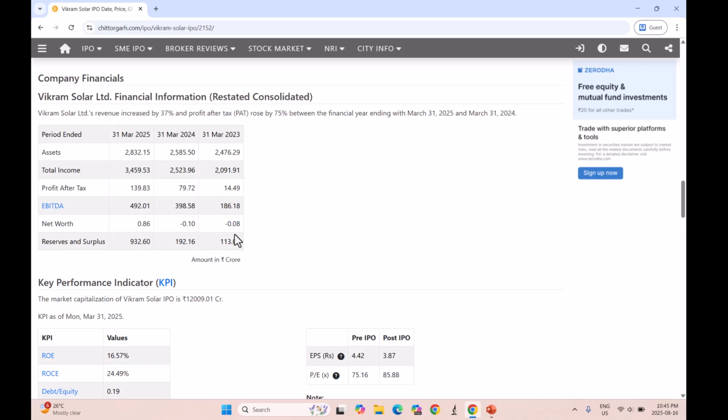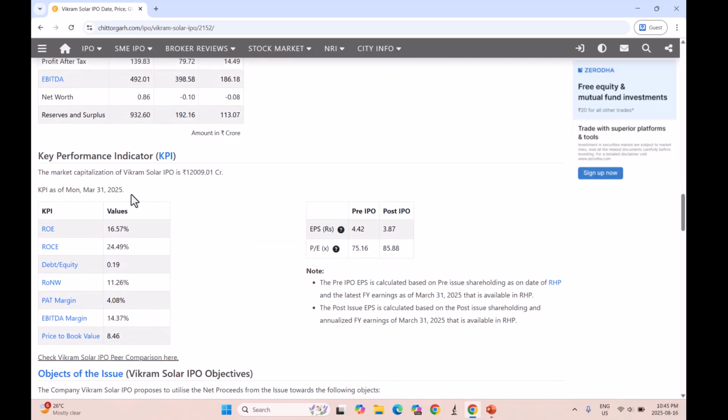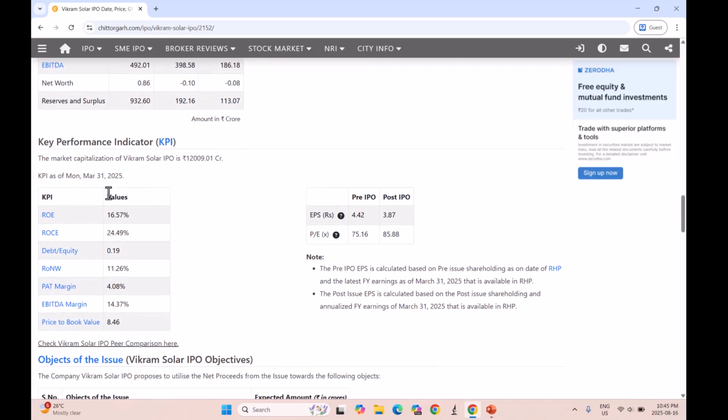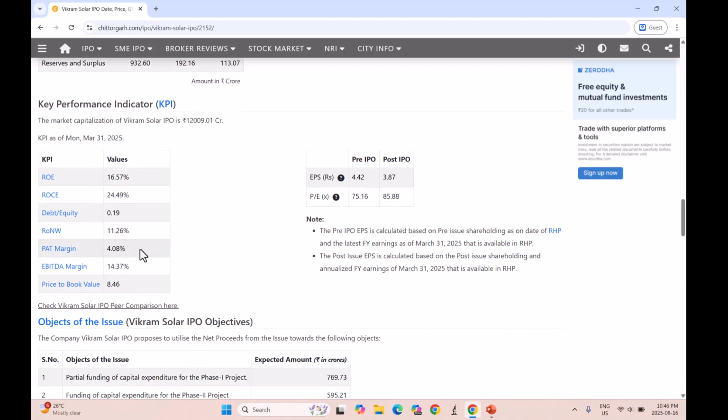Here they have not mentioned the debt of the company, but you have to check the RHP, everything will be there. Also, key performance indicators of the company are shown here, that is the ROE, ROCE, debt to equity ratio and all. The ROE is positive. If it is greater than 20, it is expected to be better, but it is around that. ROCE is good. The debt is minimal, and the profit margin is only 4%, the price to book value is around 8.46, and the EPS of the company, post IPO, will be 3.87.